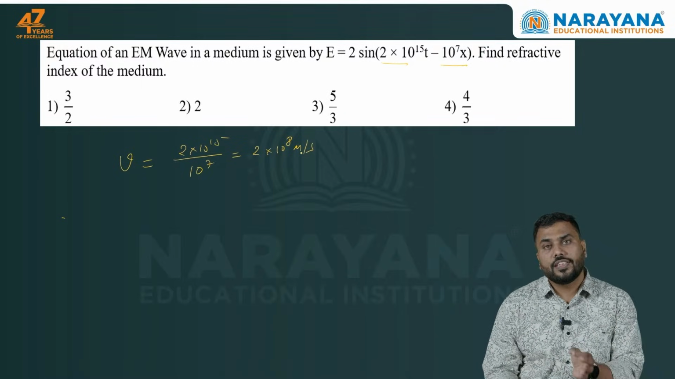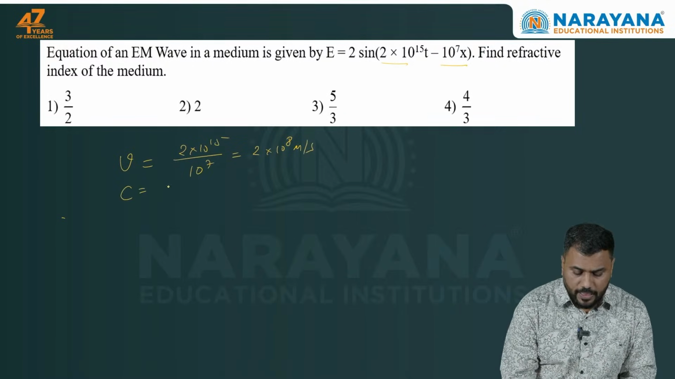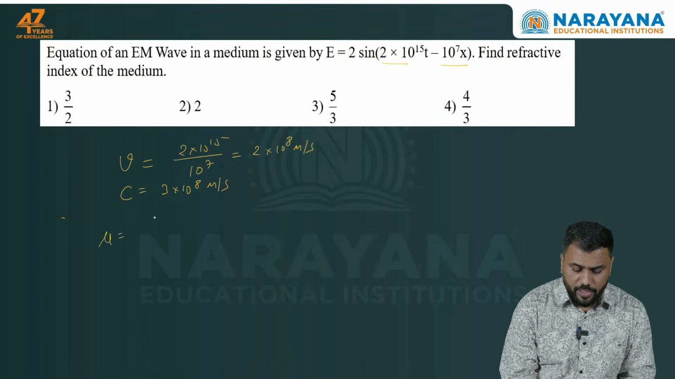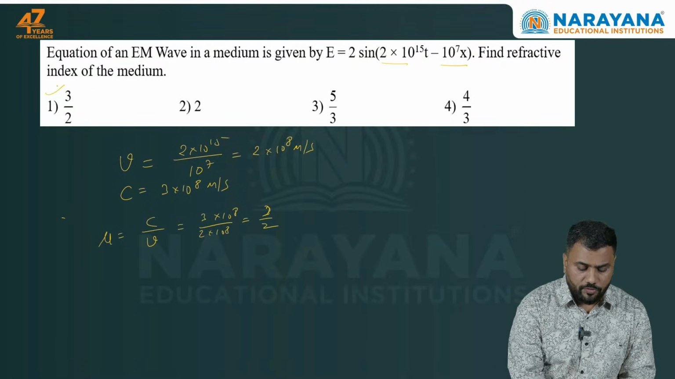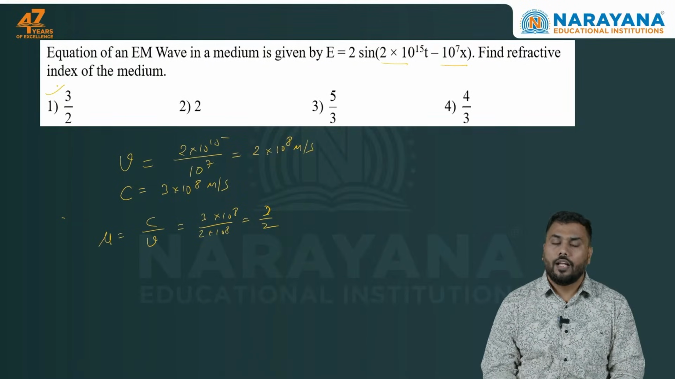The wave velocity in free space is given by c, and that is 3 into 10 power 8 meter per second. So the refractive index of the medium is c by v, and you can just substitute the values: 3 into 10 power 8 by 2 into 10 power 8. So the answer should be 3 by 2. Hence the correct answer of this question is option first. Let's go to the next question.